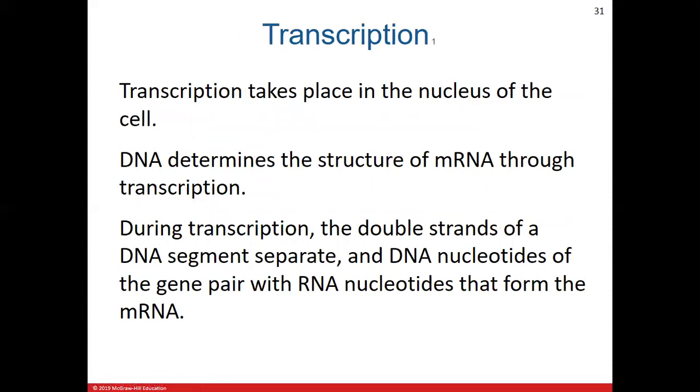Just a couple things about transcription. Remember, I've already mentioned this, but transcription takes place inside the nucleus. Transcription is using the DNA as the genetic code to make the structure of messenger RNA. During the process of transcription, that double helix of the DNA has to separate. There are certain enzymes that come in and basically unzip or unwind that DNA strand. And then you start to build an RNA strand that is complementary to those DNA nucleotides. And that will create your messenger RNA.